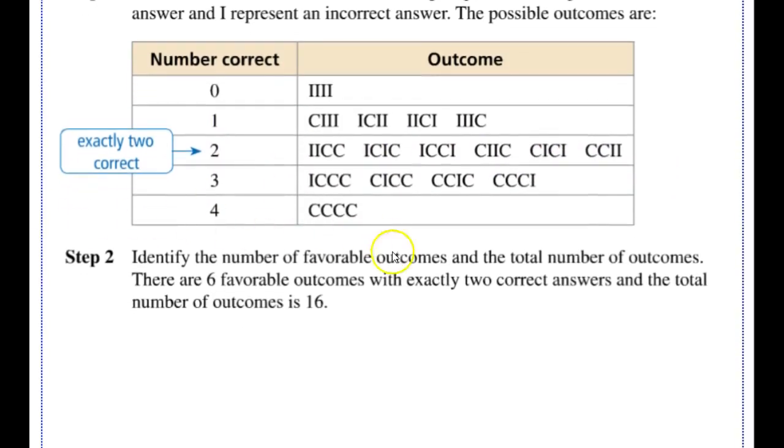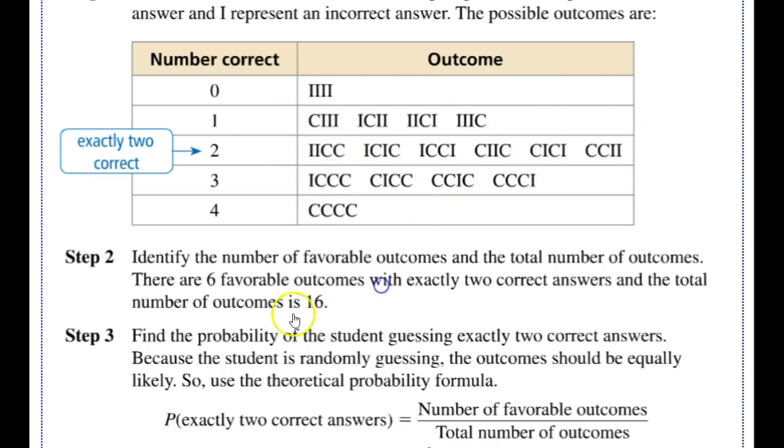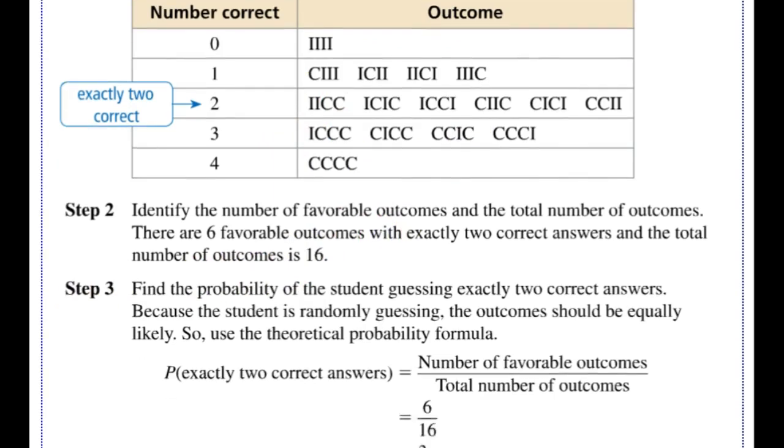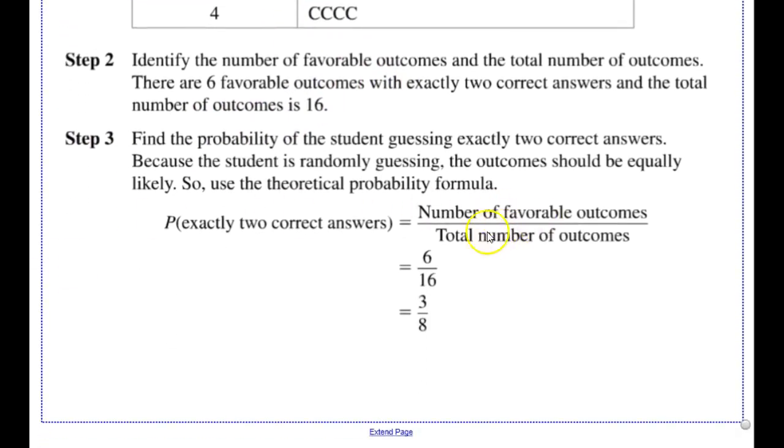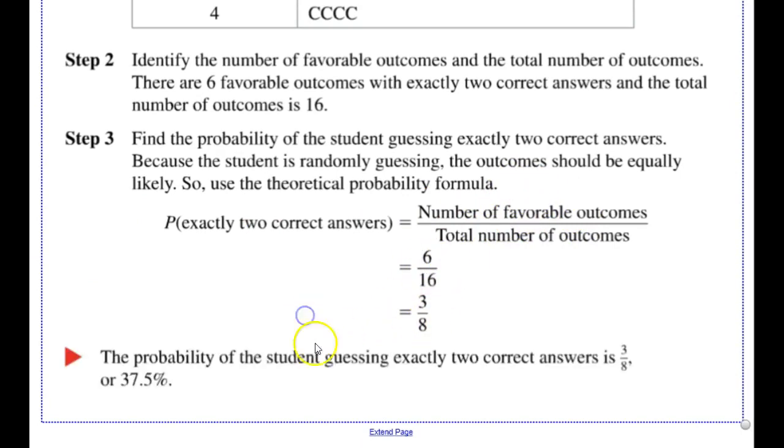So now I have to identify the number of favorable outcomes, which are the ones marked in this 2 row, and the total number of outcomes. So if I count, there are 6 in here, and there's a total of 16. So now I go ahead and find my probability. So the probability of exactly 2 of these being correct is 6 out of 16, and I can simplify that to 3/8.